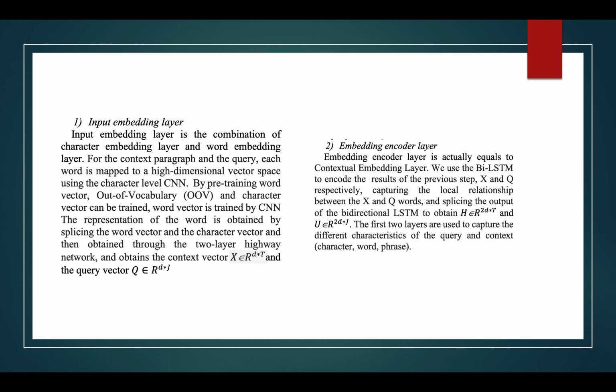We use the bidirectional LSTM to encode the results of the previous step, Q and X respectively, capturing the local relationship between the X and Q words, and splitting the output of the bidirectional LSTM to obtain H and U. The first 2 layers are used to capture the different characteristics of the query and the context. And the third layer is called the context query attention layer.